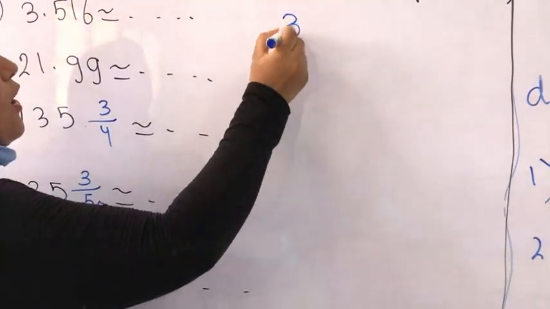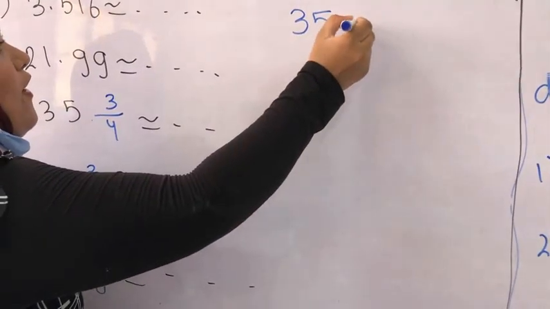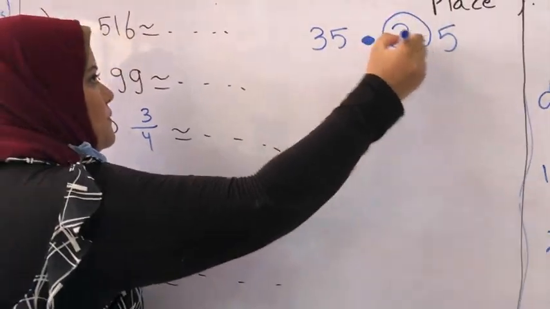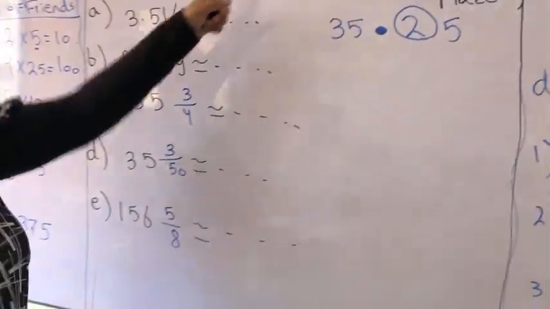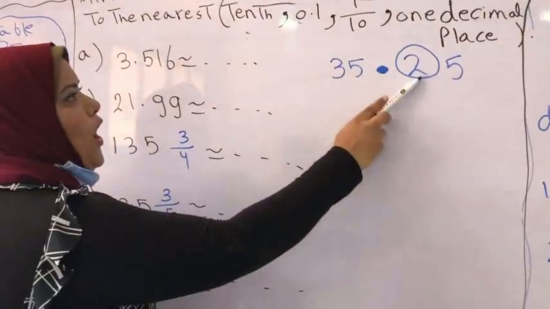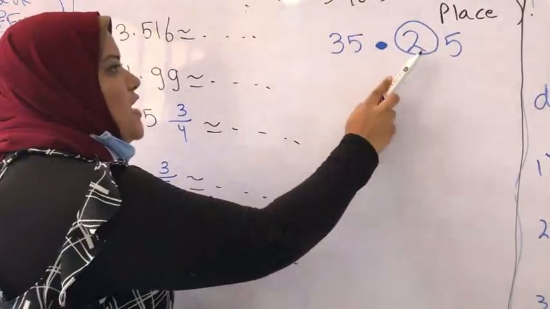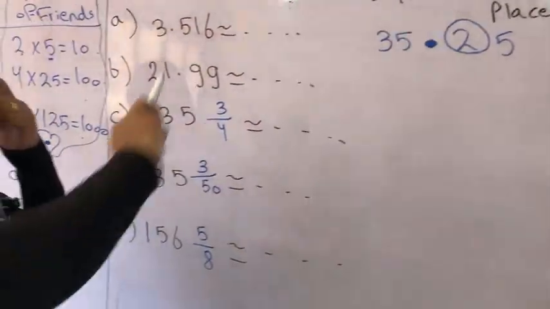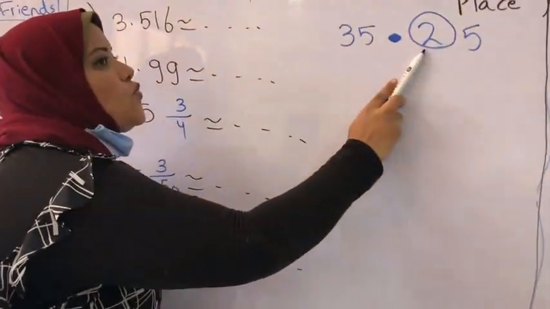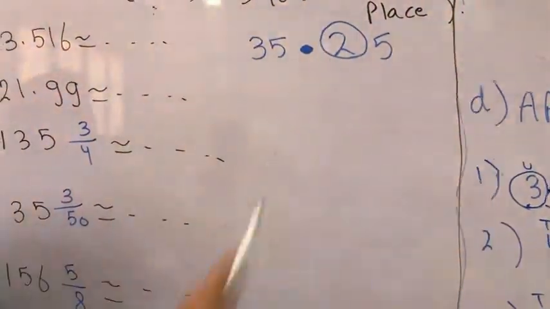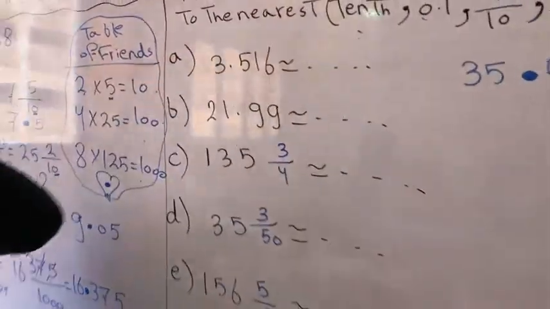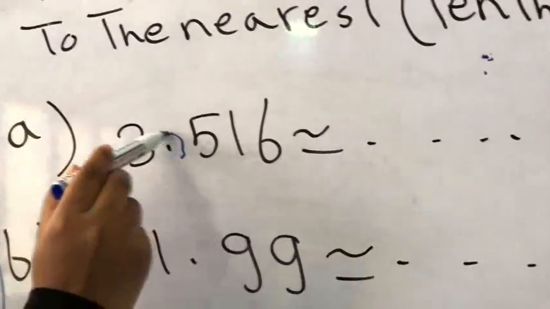This is the first place after my point, like this. It is called the tenth, 0.1, 1 over 10, or 1 decimal place. All these words refer to this place. Okay? So I want to approximate to the nearest tenth. Where's the tenth in here? I have a decimal point.